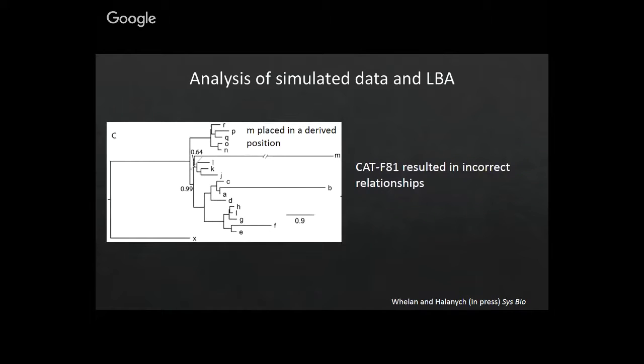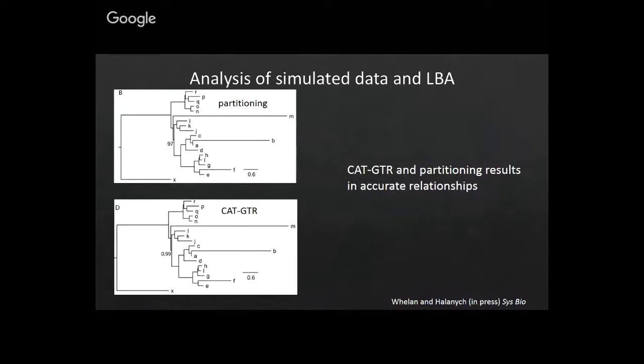On the other hand, with CAT-F81, we got an incorrect relationship, and it's inside this clade with high support where it shouldn't be. It's an incorrect relationship, but this taxon M was not a result of long branch attraction. In fact, this long branch M taxon was pulled into a much more derived position. So keep that in mind, that CAT-F81 was pulled to a more derived position. That's going to be relevant when talking about some empirical data sets.